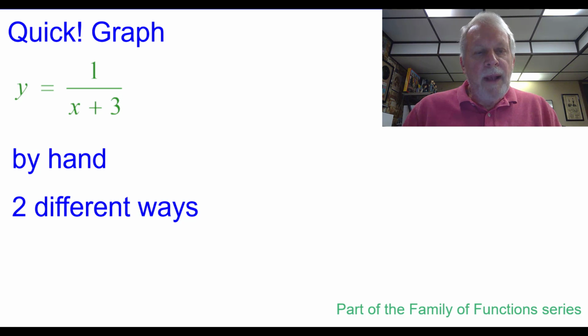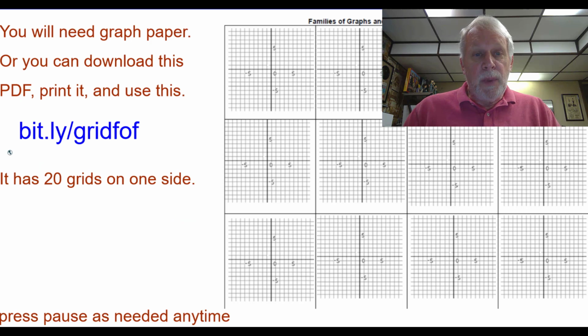Quick, graph y equals 1 over the quantity of x plus 3 by hand 2 different ways. This is part of the family of functions series. You will need graph paper, or you can download this PDF and print it. Press pause as needed anytime.